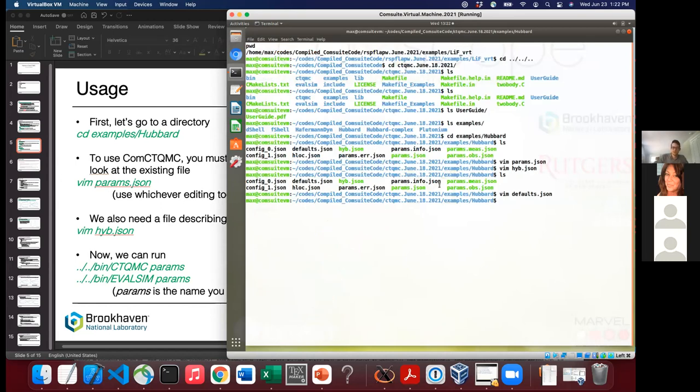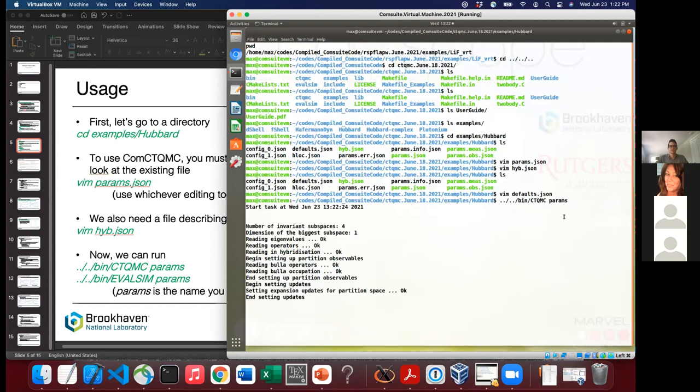Okay, so to run it, we just go to the bin directory, which is down two levels, and it's called ctqmc. And then we need to tell it what the name of our parameter file is, in this case, params. And we just start running. So we told it to take a minute to do thermalization. So that's what it's doing now. After a minute, it'll start taking measurements, and that'll go on for 4 minutes.